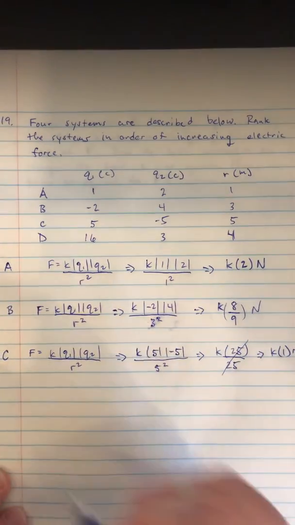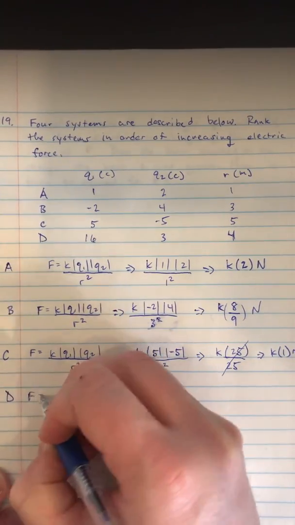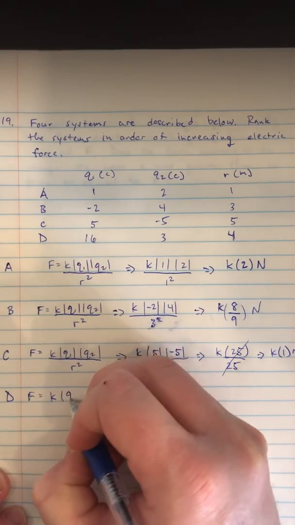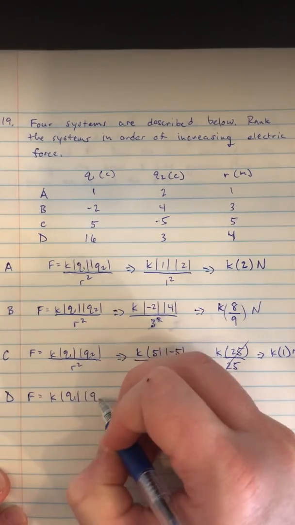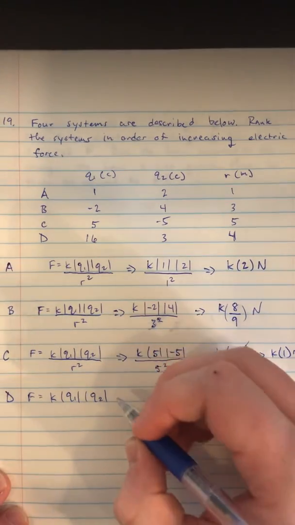And last but not least, we have D. We get K, Q1, Q2, over R squared.